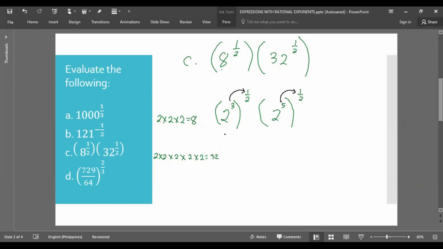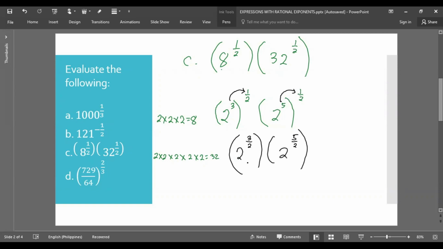Same with this one. Copy the base first. 3 times 1/2, we get 3/2. Put it again inside the parentheses. Next, copy 2. 5 times 1/2 is 5/2.